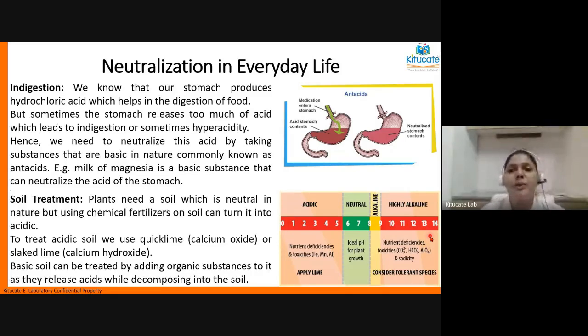So today we will be carrying out the neutralization reaction where we'll be using HCl, which is the acid in our stomach, and we will be using some antacids which are available in the market to neutralize the hydrochloric acid, and we will see how it works. Okay, now that is the first application that we are going to study today. The second application will be soil treatment.